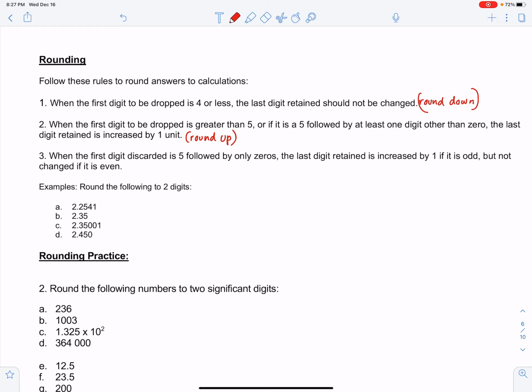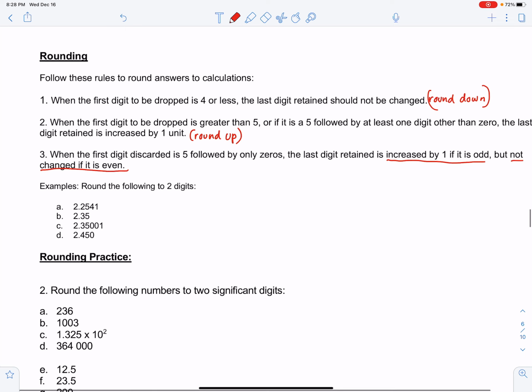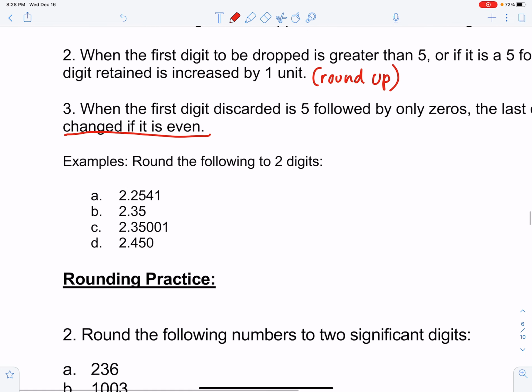Now, rule number 3 is a little bit tricky, and it says, when the first digit discarded is 5, followed by only zeros, the last digit retained is increased by 1 if it's odd, but not changed if it's even. So let's look at these examples, and we'll go over those 3 rules so you know exactly. We want to round each of these to 2 digits. So we want 1 digit and 2 digit, and we're going to drop everything else.